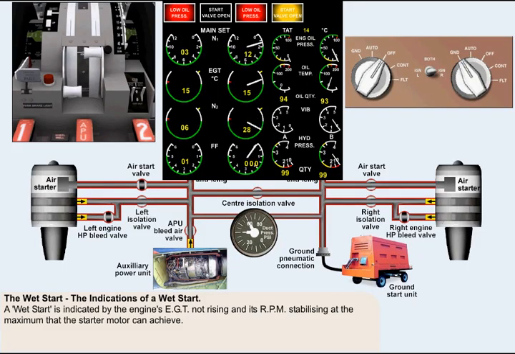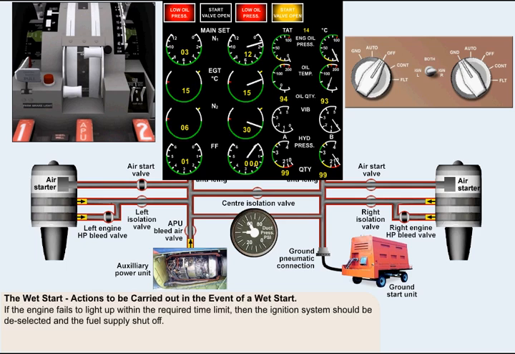The failure of the gas turbine engine to start, more commonly known as the wet start, is indicated by its EGT not rising and its RPM stabilizing at the maximum that the starter motor can achieve. If the engine fails to light up within the required time limit, which is usually about 20 seconds, then the ignition supply should be deselected and the fuel supply shut off.